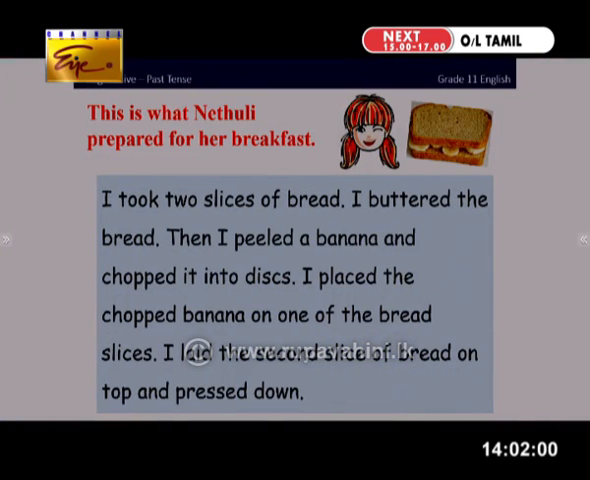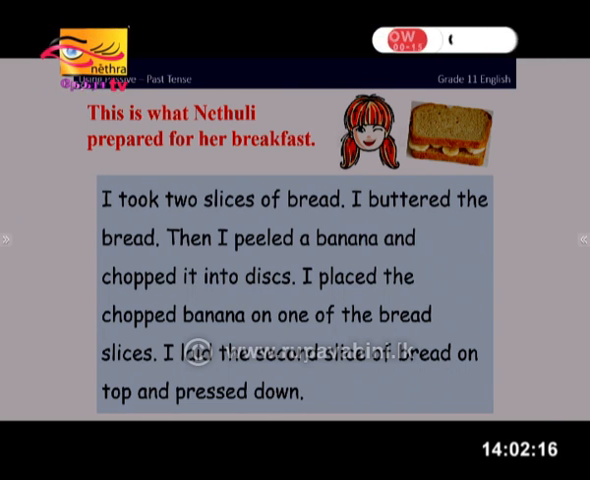I took 2 slices of bread. I buttered the bread. Then I peeled banana and chopped it into discs. I placed the chopped banana on one of the bread slices. I laid the second slice of bread on top and pressed down.